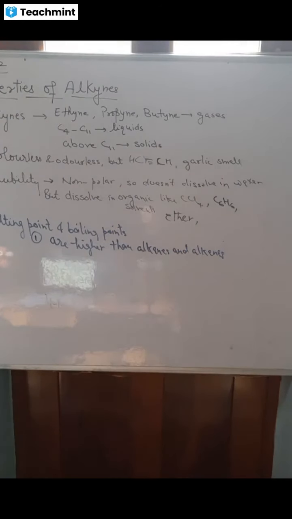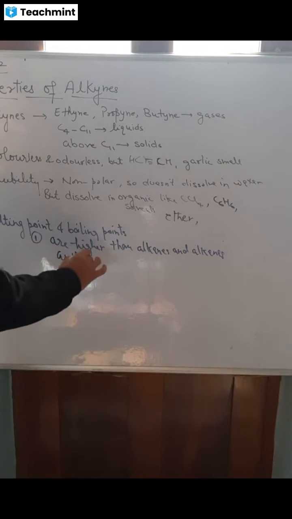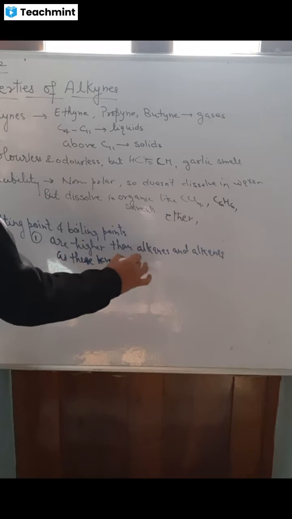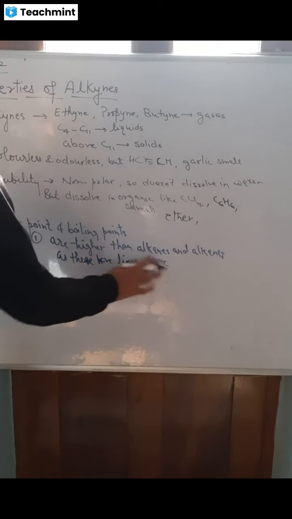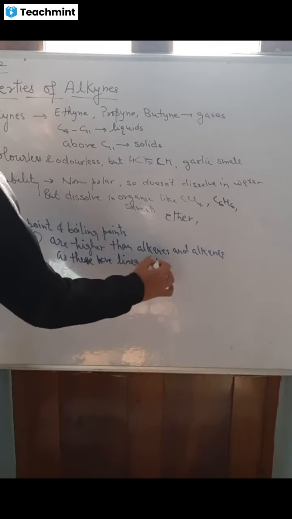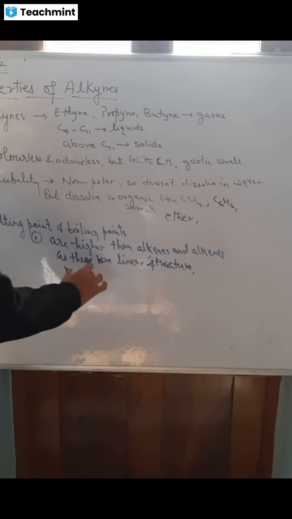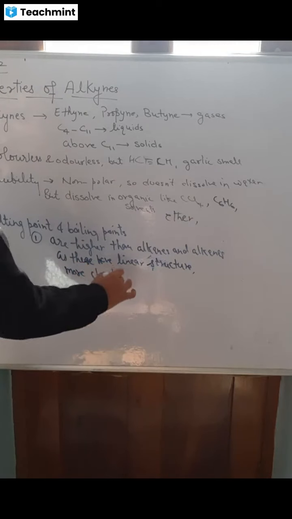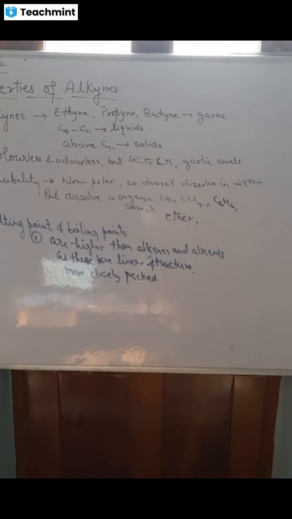Because they have a linear structure, due to the formation of a linear structure they are more closely packed. So their boiling point and melting point increase. Okay, beta. First is clear. They have greater values than alkanes and alkenes.